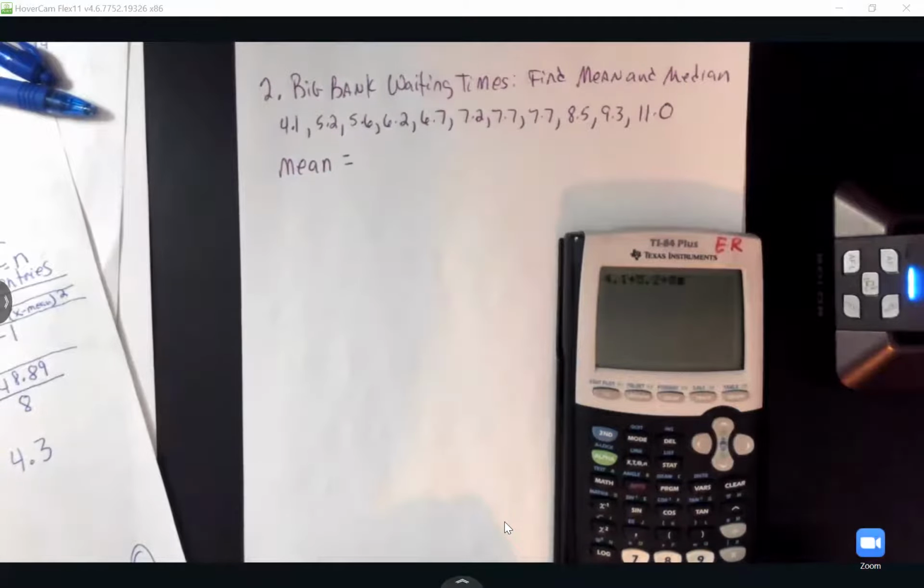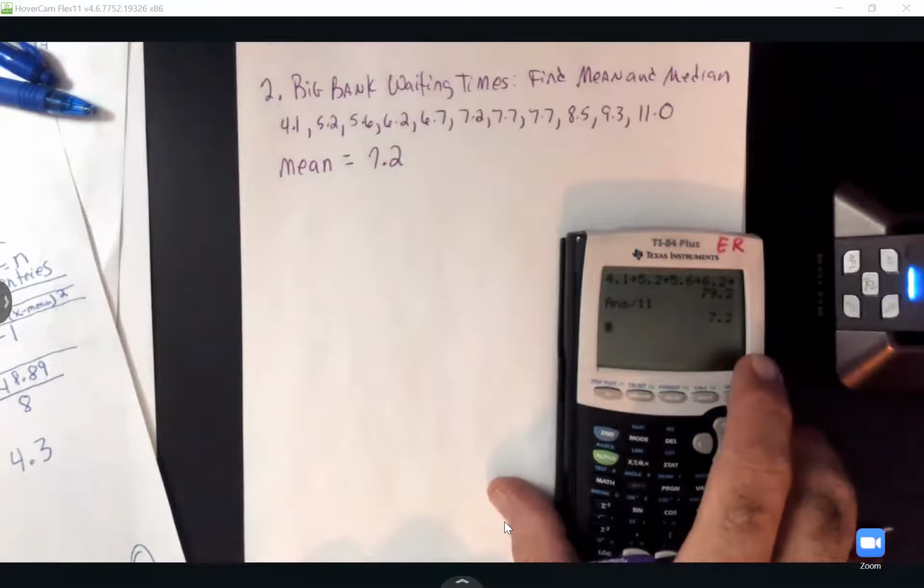5.2, 5.6, 6.2, 6.7, 7.2, 7.7, 7.7, 8.5, 9.3, 11.0. So that gives me 79.2, and then, what did we say that was? 11, I think. Yes. So divide that by 11, we get 7.2 for our mean. Wow.